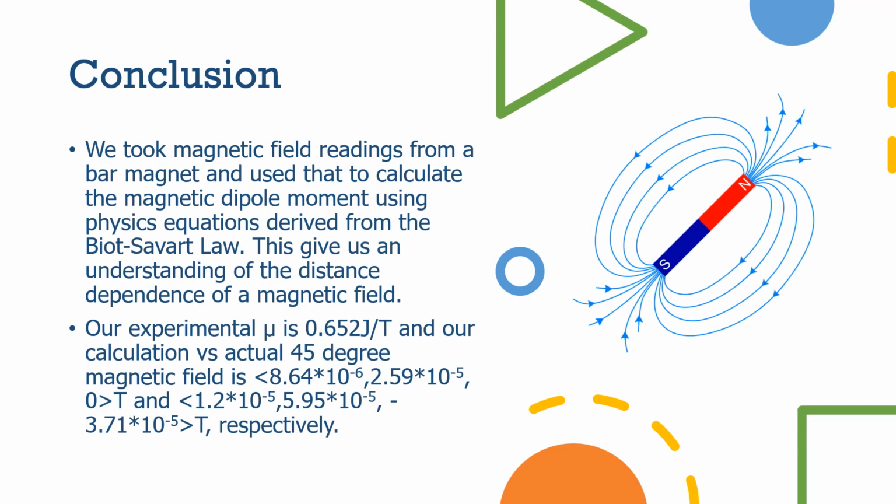Conclusion. We took magnetic field readings from a bar magnet and used that to calculate the magnetic dipole moment using our equations derived from the Biot-Savart law. And this gives an understanding of the distance dependence of the magnetic field. And if you wish to review the results again, they are down below on the screen.